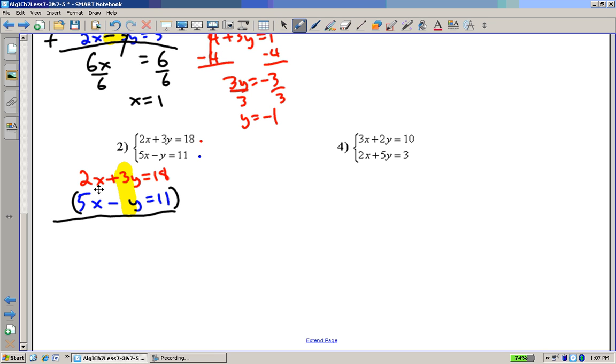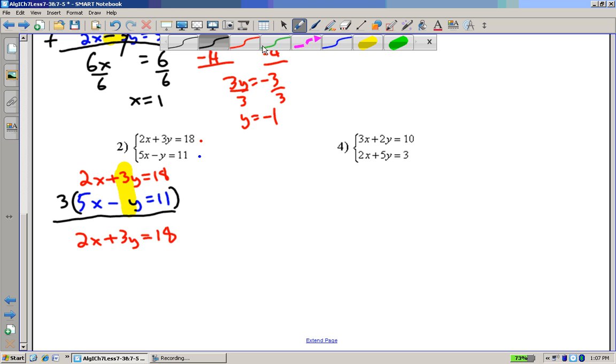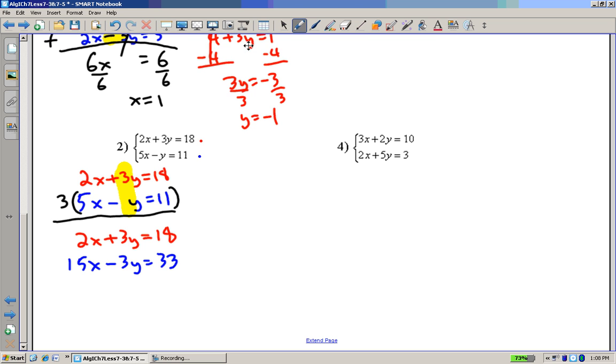I'm just going to multiply the bottom. I would get a positive 3 on top by just leaving it alone. If I multiply this by a positive 3, I should get a negative 3 on the bottom, and that will give me the opposites that I want. So 3 times 5 is 15x. Negative 1 times 3 is negative 3y. 3 times 11 is 33. And now you notice we have opposites. That's good. Now I can add these two together.